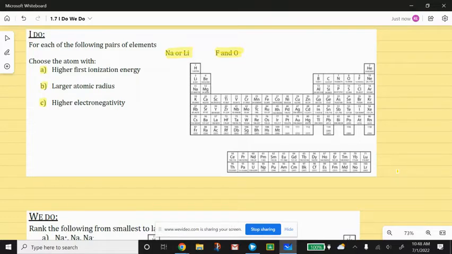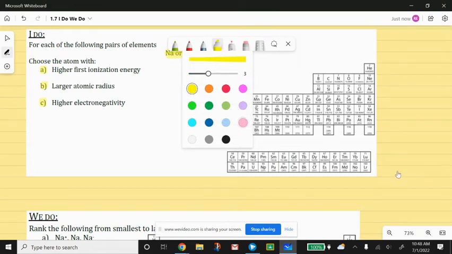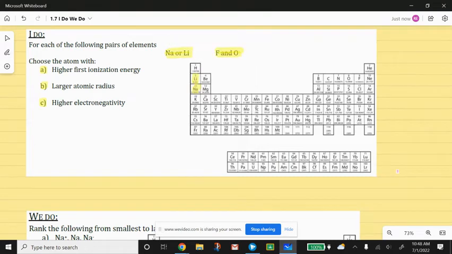Let's locate these on the periodic table. So sodium is here and lithium is there. They're both alkali metals. And then I'm going to go ahead and mark the other two, fluorine and oxygen. Those are both in period 2 and they're right next to each other. That way we know what it is we're taking a look at.